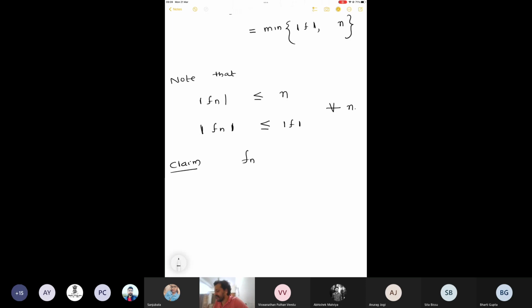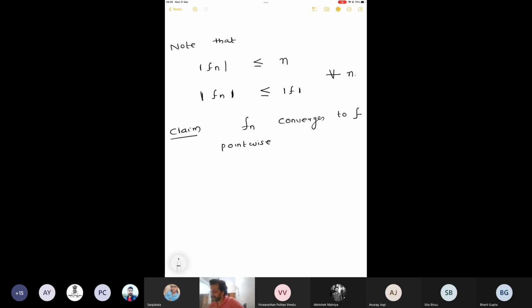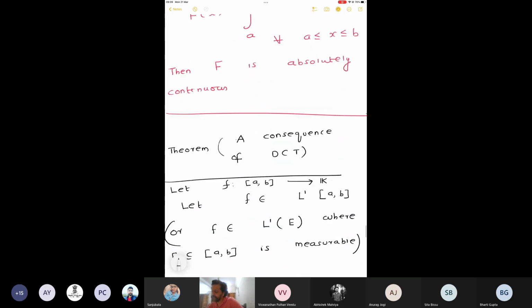Okay. Now I claim that fn converges to f pointwise. So you were given the f, you constructed a sequence of functions fn, and we claim that the sequence of functions that you constructed converges to the given function f pointwise. Okay, that's quite straightforward. What is given? f is a function from [a, b] to K. Therefore, f is real or complex valued.